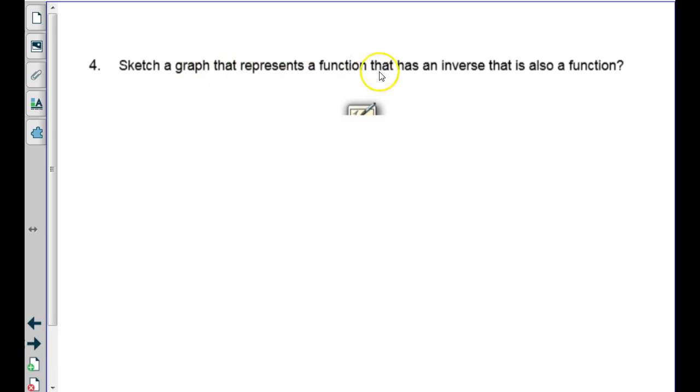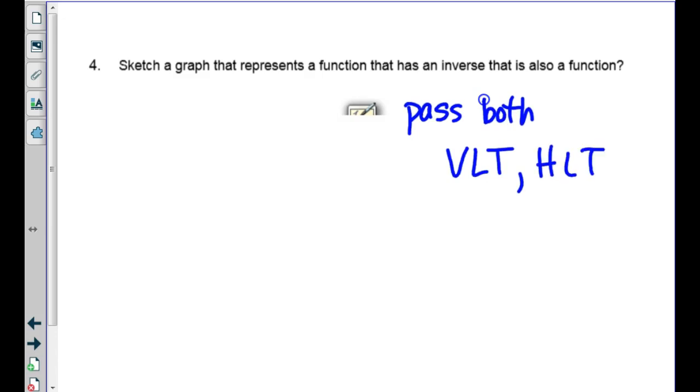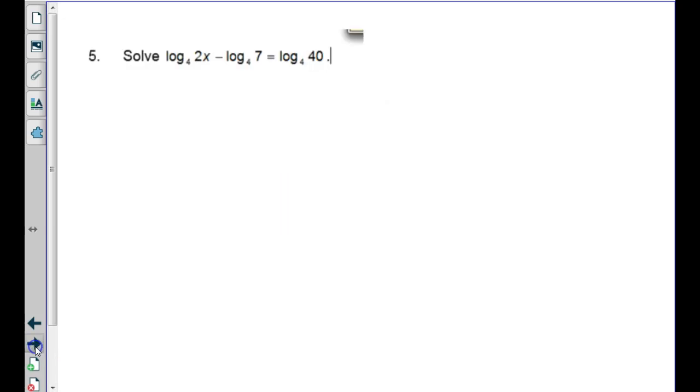How do you know that a function has an inverse that's also a function? Has to pass what? Yes. Vertical line test and horizontal line test. So this would have an inverse that's also a function. Someone told me yesterday, make sure you do all the ones that are free response. This might be a free response question, I think.